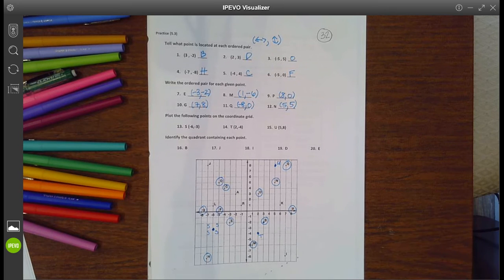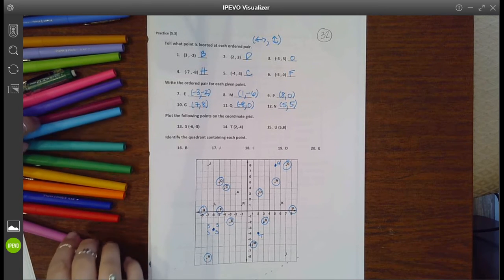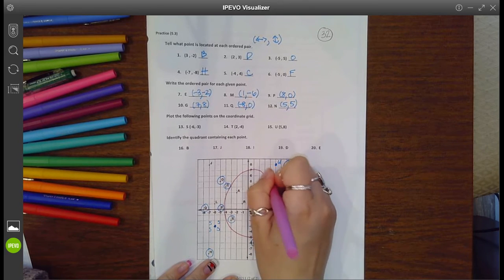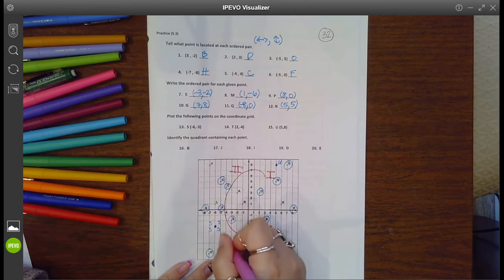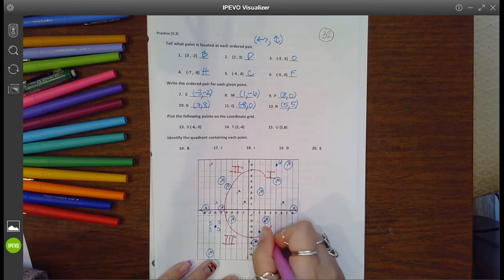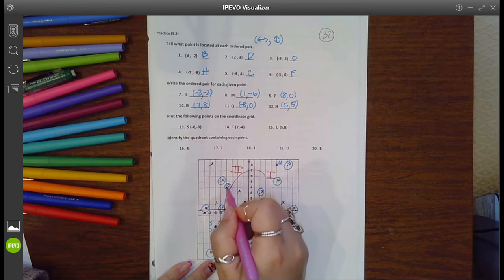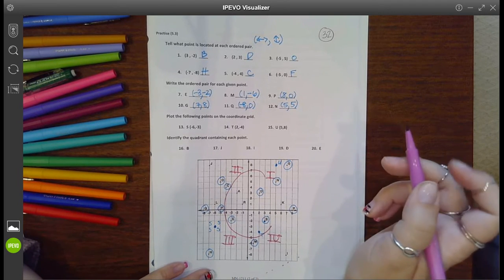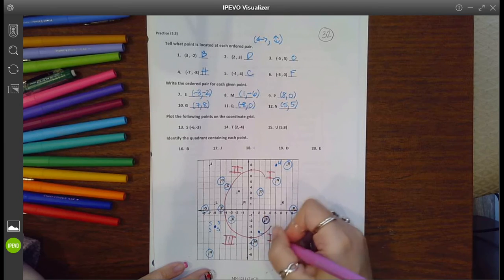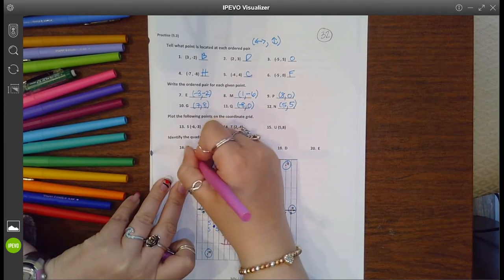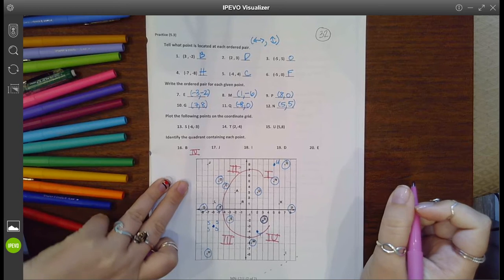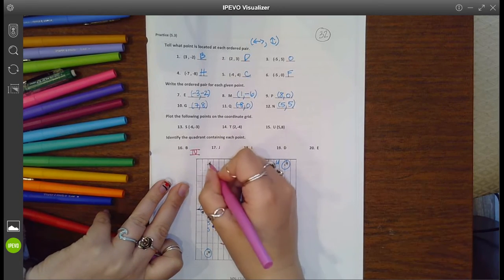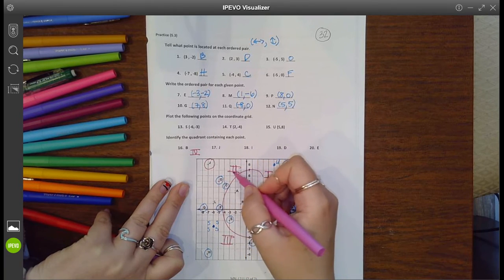Now they want me to say the quadrant that it's in. Okay, so remember, I draw a big giant C for coordinate plane. So this is quadrant 1, 2, 3, and 4, right? Follow the C. 1, 2, 3, 4. Find point B. B was here. That's in quadrant 4. J. Can you find the J before I can? Oh, over here. So J is in which quadrant? 2.